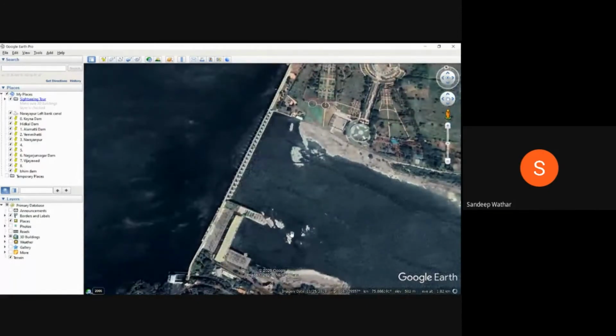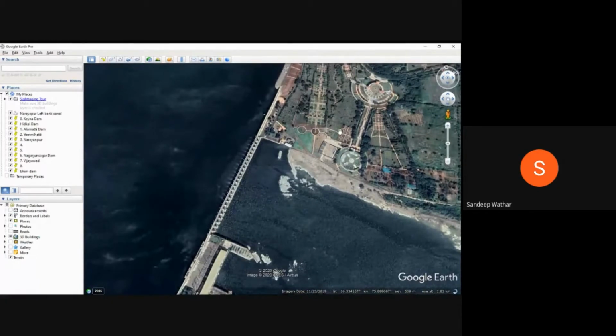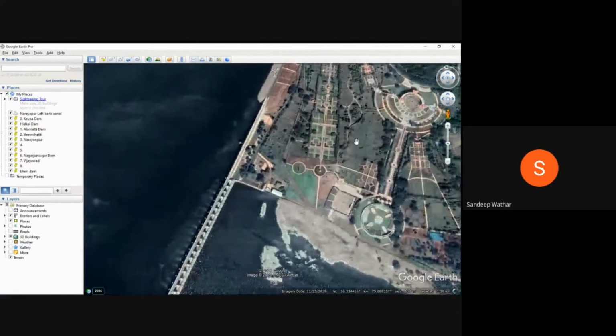Spillway section means what? Basically, in this section there is no flow of water. As you can see, this is the ground we have. Sorry for the disturbance. Wait for a second.